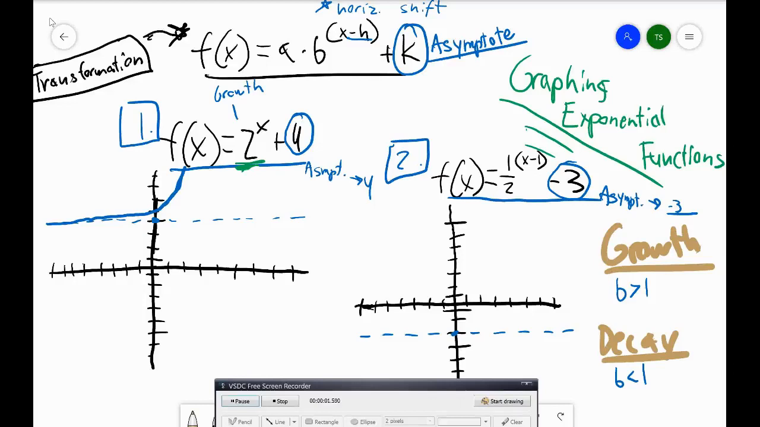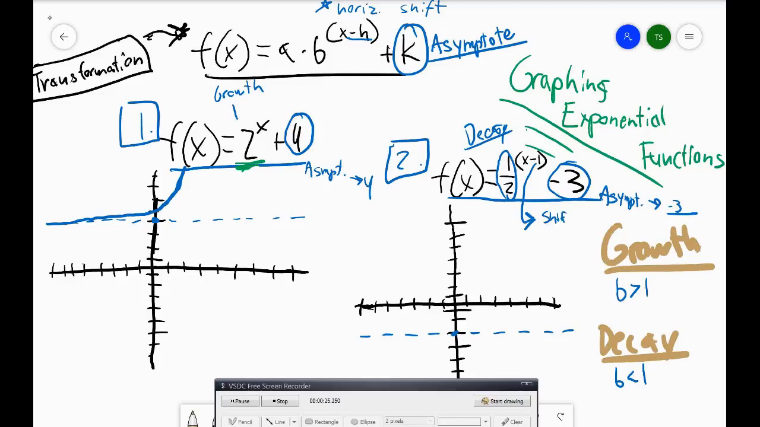Now really quickly look at the equation. You see how the base is 1/2. Therefore, since it is not above or equal to 1, it has to be exponential decay. So this equation has exponential decay.